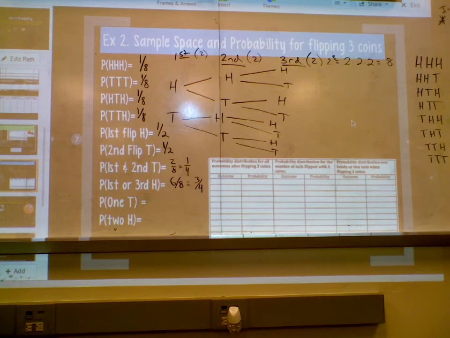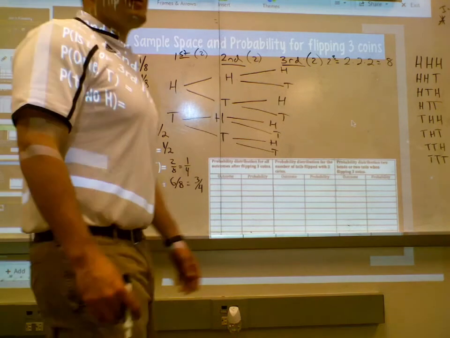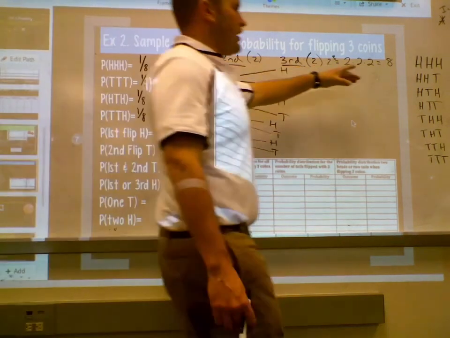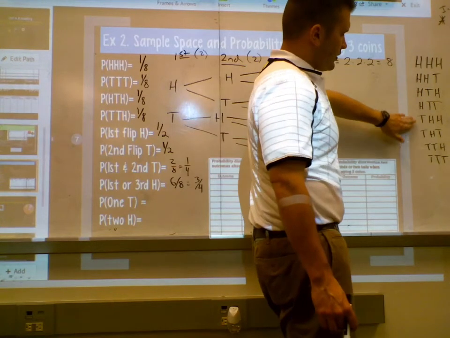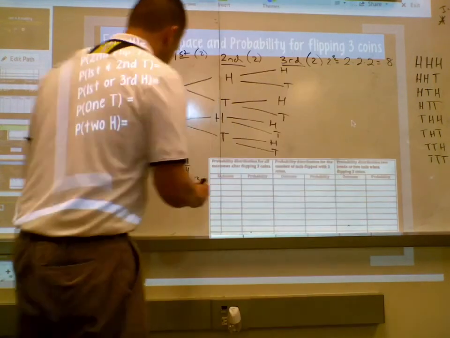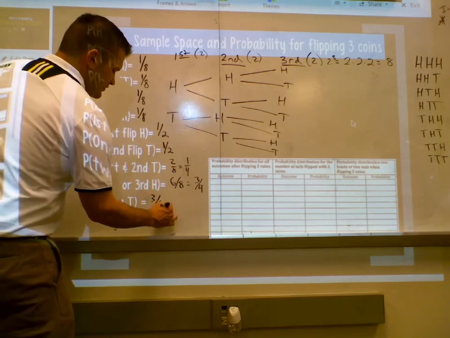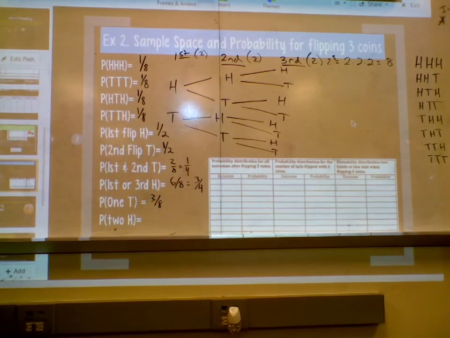How many times do we have 1 tail? We're here at 3 out of 8, Faith? 1, 2, 3. Right? Can I reduce 3/8? No. What about 2 heads? 3 out of 8.